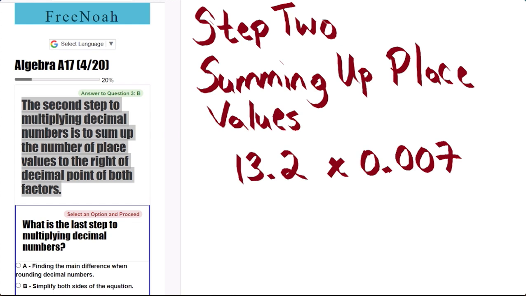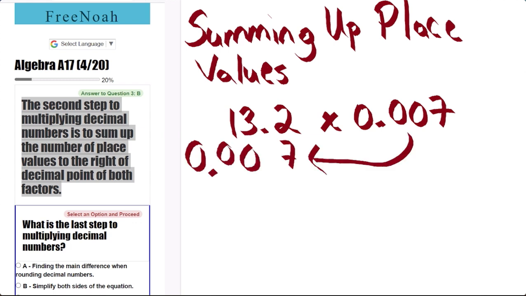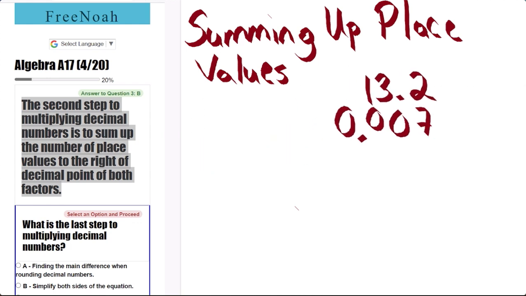For our first example here, probably first and only example here, we're going to multiply 13 and 2/10 by 7 thousandths. Let's rewrite this problem here vertically. Okay, we're gonna try our very best to stay aligned here.